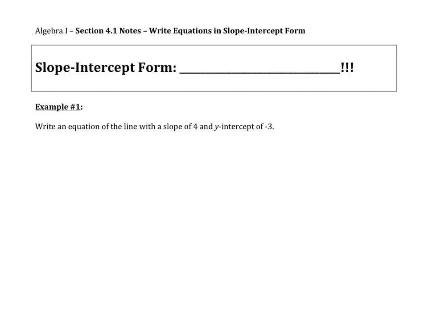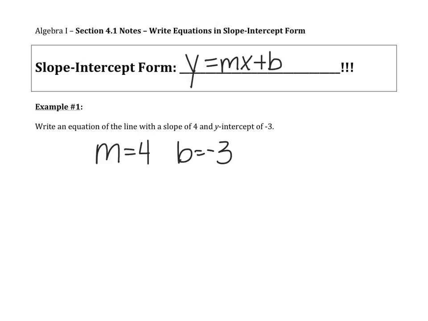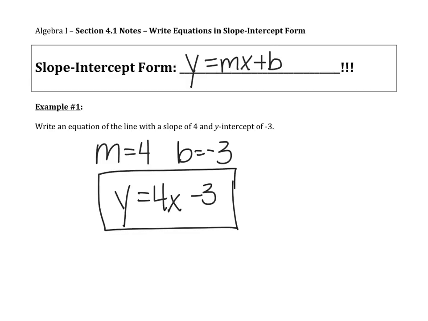So just to review, slope-intercept form is y equals mx plus b. Remember, your job is to identify the slope and the y-intercept. So in example number 1, it says write an equation of the line with a slope of 4 and a y-intercept of -3. So if I have a slope of 4, then that means m is 4. If my y-intercept is -3, that means the b is -3. So I simply just have to put it into the equation, y equals 4x minus 3. And that would be my answer.